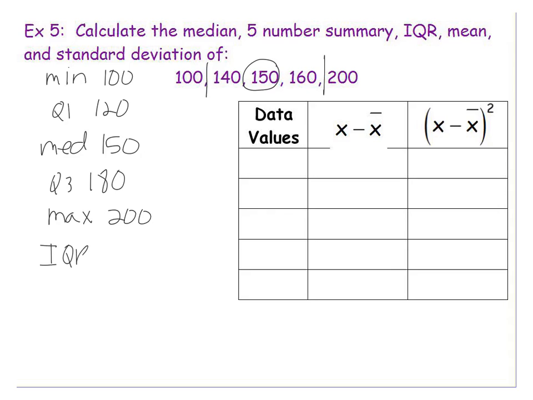And we also need the IQR because we just gave the median. So Q3, 180 minus Q1, 120, leaves us with 60.